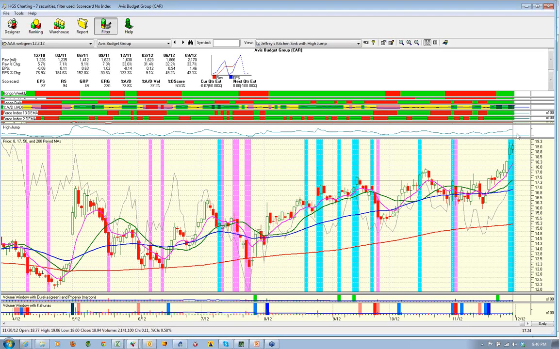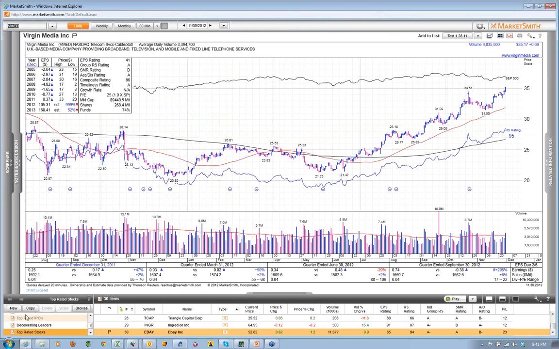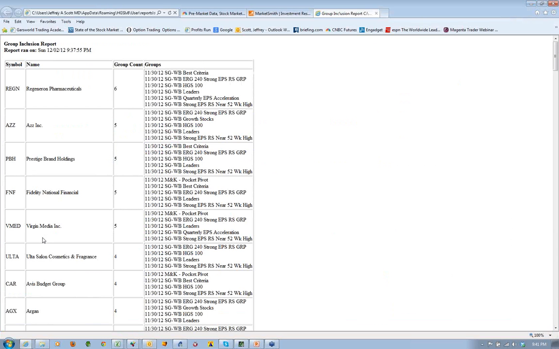Avis Budget looks a little bit extended, although the pocket pivot's not all the way up, or the high jump, two pocket pivots. Everything is green. Don't see much earnings per share growth, so I always like to check a different source. The purpose here is not that these are all stocks that you can go out and buy, but how a couple of quick steps can help me find potential leaders in the market.